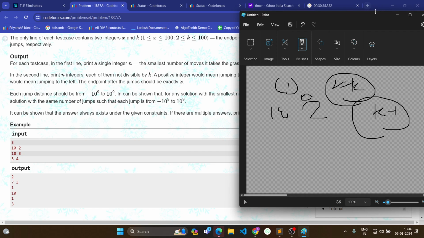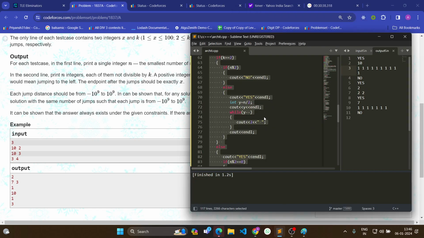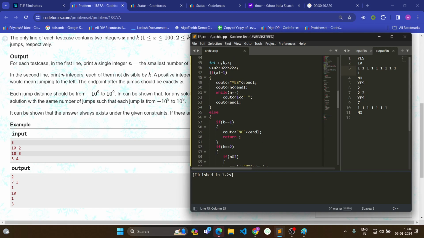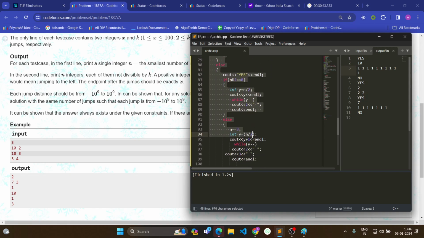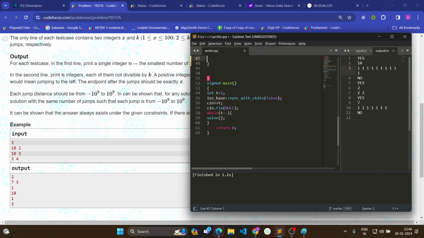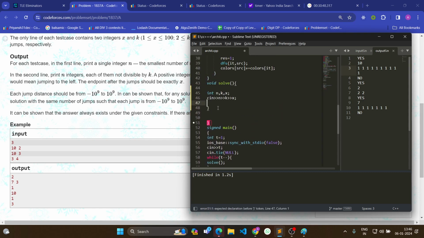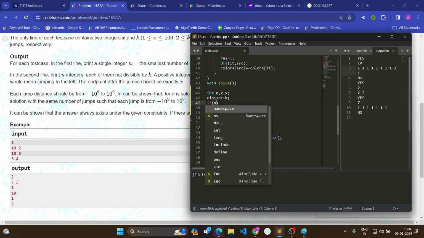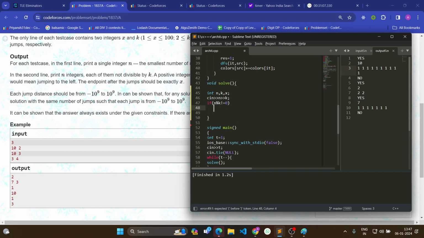So the answer is simple. It's either one or two. I'm given n and k, no? So if n mod k is equal to 0, then he would need two jumps. Otherwise, he would need just one jump. Why am I so sure? If n mod k is not equal to 0, then he can jump till that position, no? So if n mod k is not equal to 0, print 1 and print n.